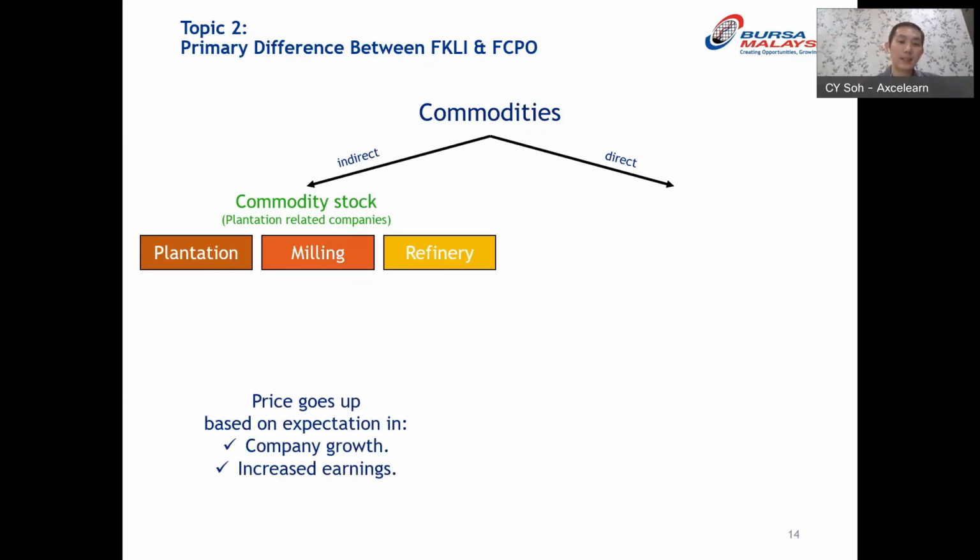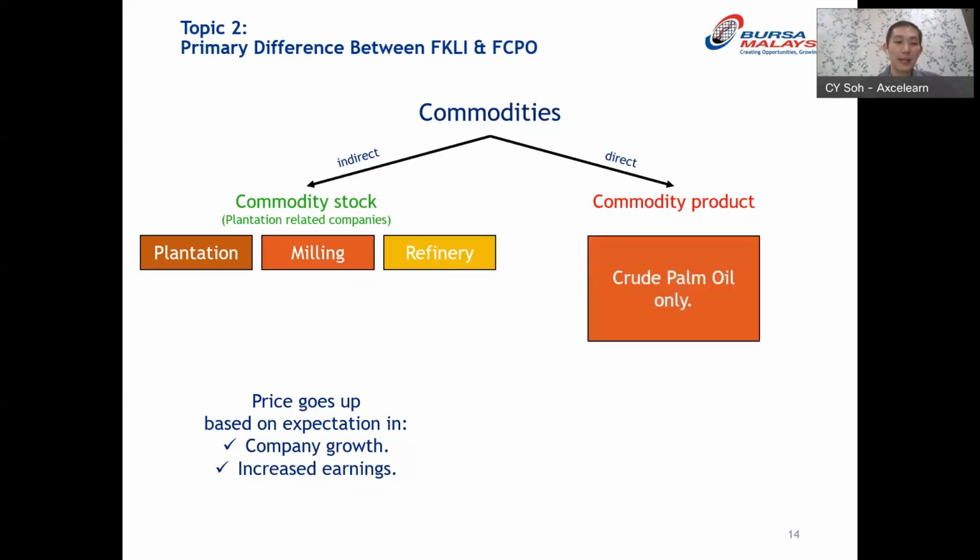So the price of your stocks goes up only based on the expectation of your company's growth or the increase in earnings. And of course, you need to look at whether the company is well managed or not. And the next thing is investing in commodities directly, which is on the commodity product itself. So of course, here, as we are speaking on trading products, you are not actually investing in plantation land, right? So what you can do in investing directly in commodities is to add crude palm oil products into your portfolio.